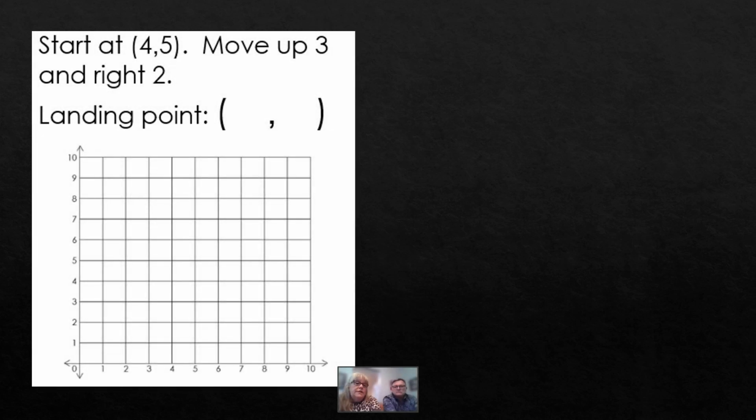Here are a couple of additional tasks they may encounter. So here I am starting at a certain position and I am moving on the coordinate grid and having to find the landing point. So if I start at 4, 5, I find that coordinate, I move up 3, I move right 2, and I have to determine where I land.